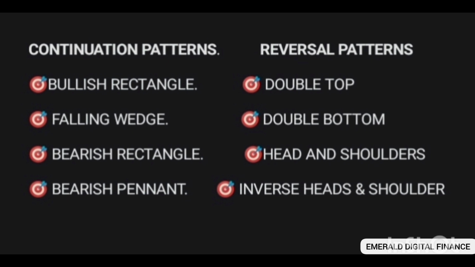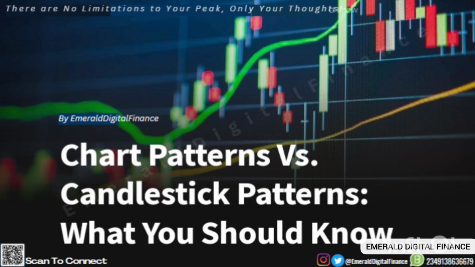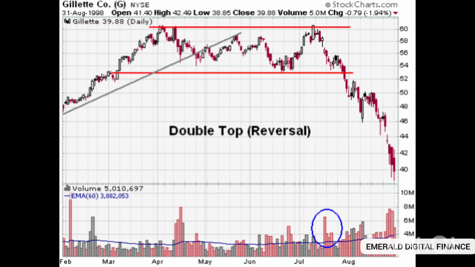So we have the double top, the head and shoulder, the double bottom, and the inverse head and shoulder. So now let's look at the double top reversal pattern. The first we have here is the double top. The double top reversal pattern is a bearish reversal chart pattern that occurs in an uptrend. It appears when the price tries to move up but gets rejected twice at the resistance level.